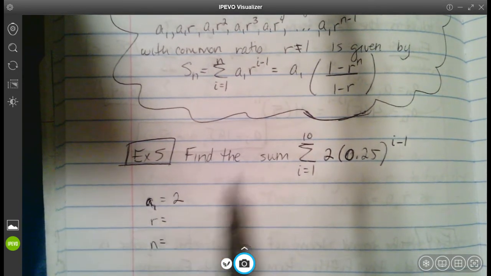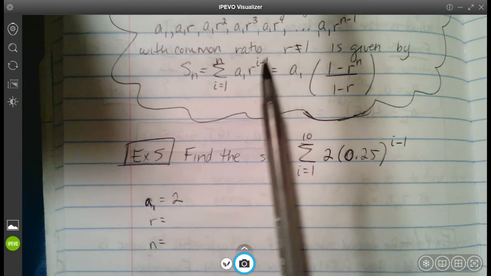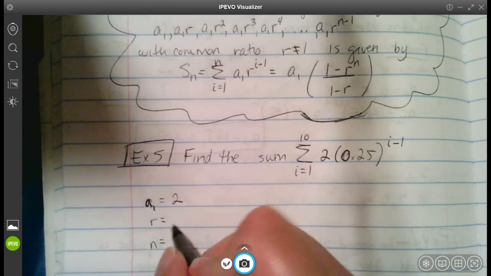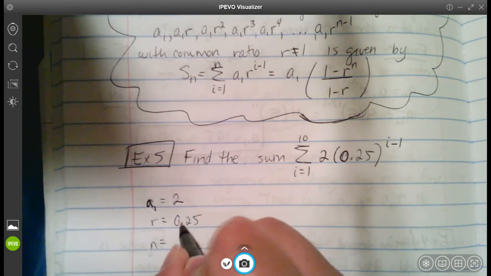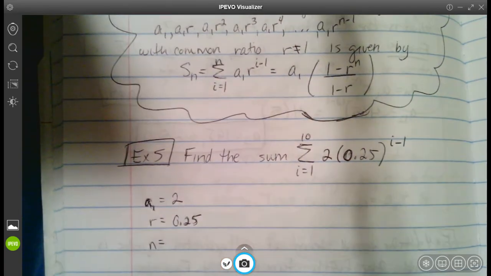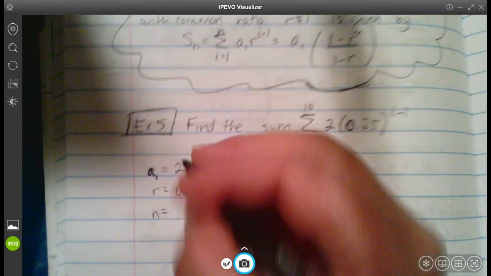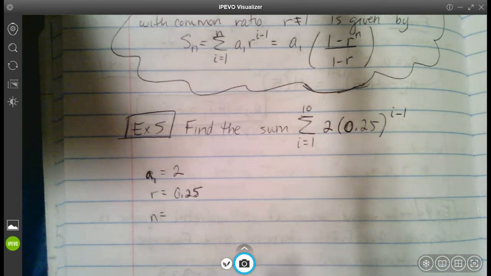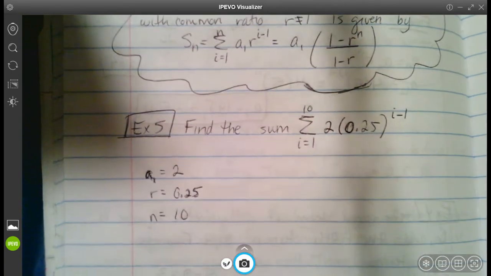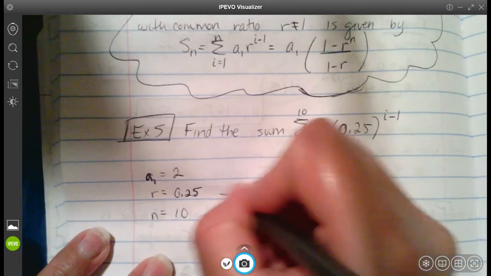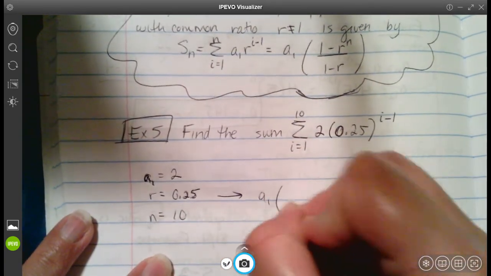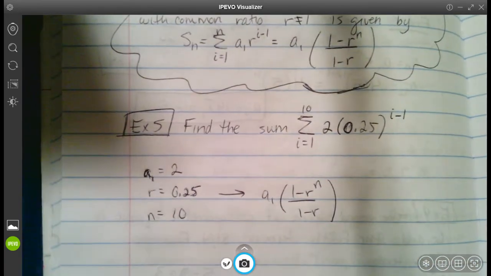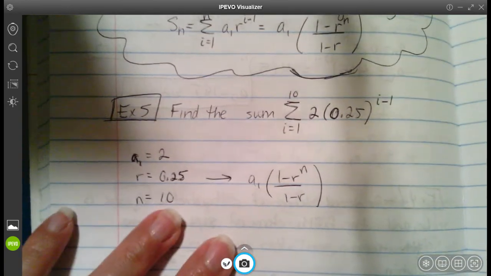Okay. My ratio is usually the one in the parentheses, but it's the one that has a power to it. So 0.25 is our ratio, or 1/4 if you want to use a fraction. Let's not complicate our lives right now with that. And then n is the number, so 1 to 10, it's just 10. So we're going to use all this, and we're going to plug it into our formula, a sub 1, 1 minus r to the nth power over 1 minus r. Okay. And that is going to give us the following.